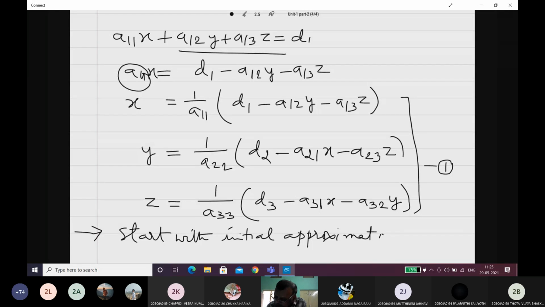Start with the initial approximation, x equal to 0. This is known as x naught, y naught, z naught: x equal to 0, y equal to 0, z equal to 0. Substitute in equation 1.